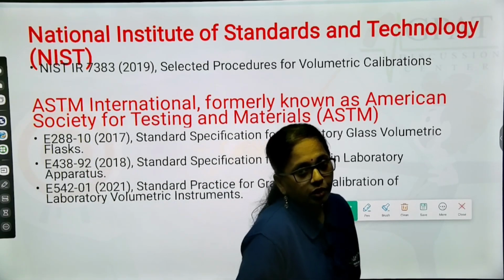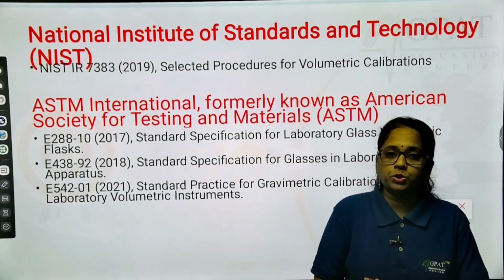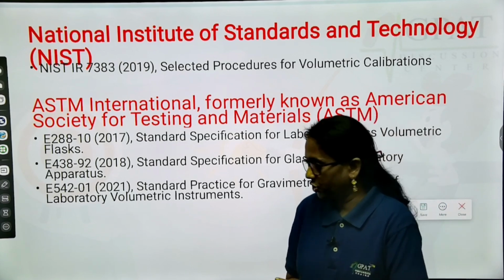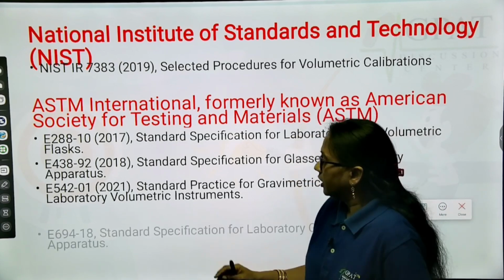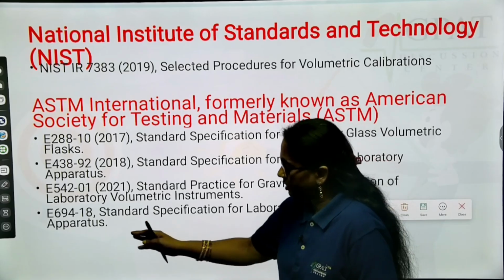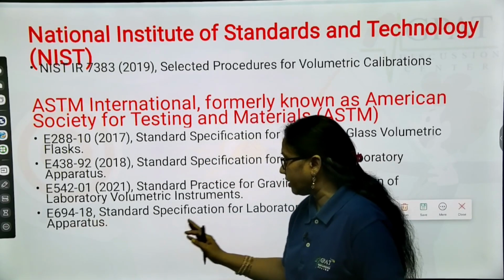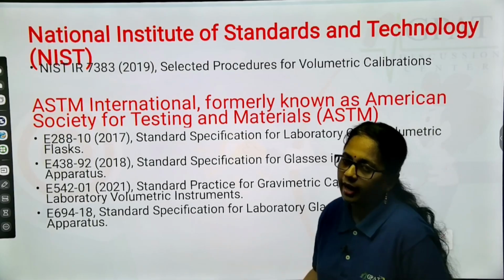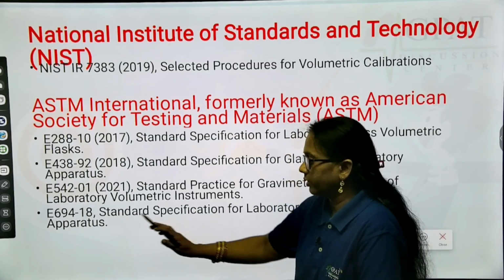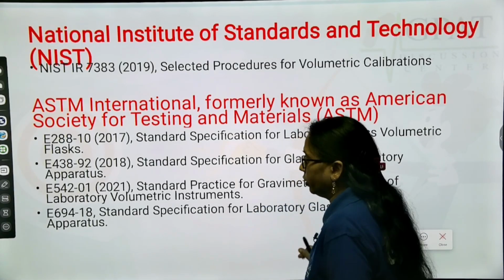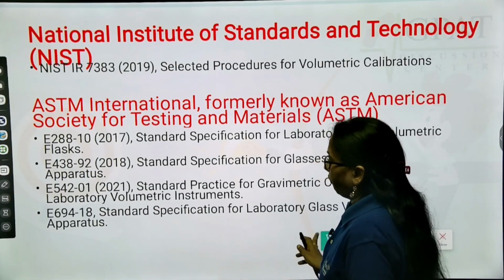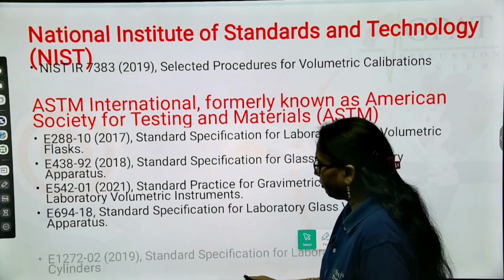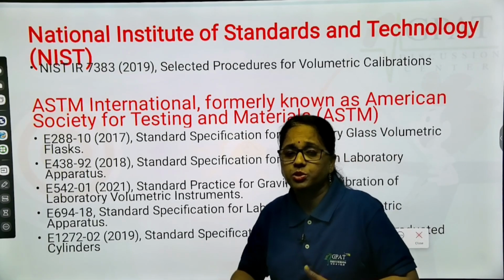That means gravimetrically how we can proceed for the glassware calibration. Okay, so that is a document. And one more document, that is E694, 18th version, standard specification for the laboratory glassware volumetric apparatus. Okay, so all the volumetric glassware they have included here. So like this, different types of documents are also there, different standards we need to follow.